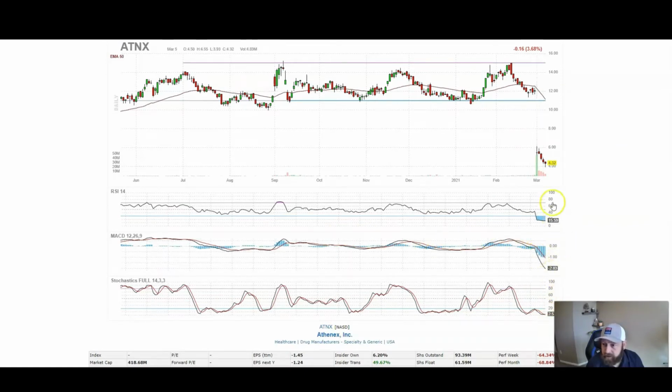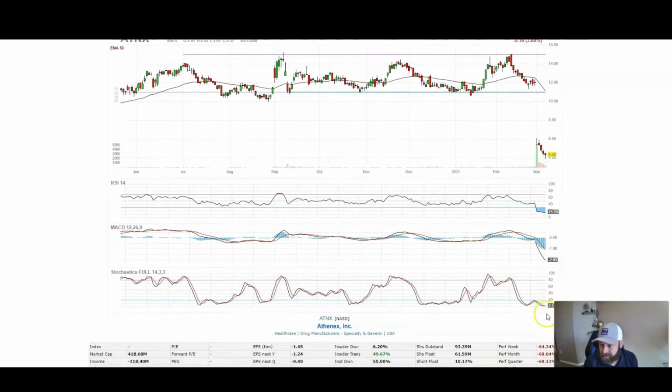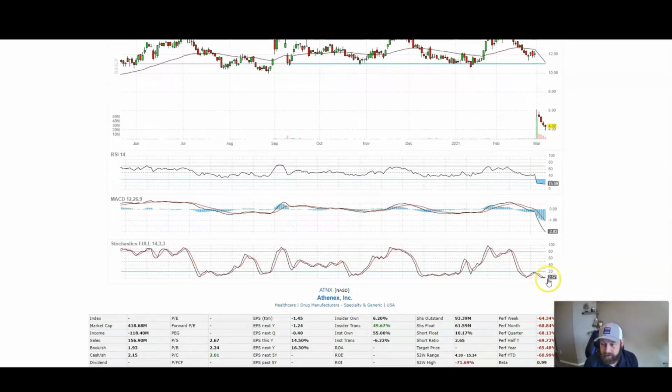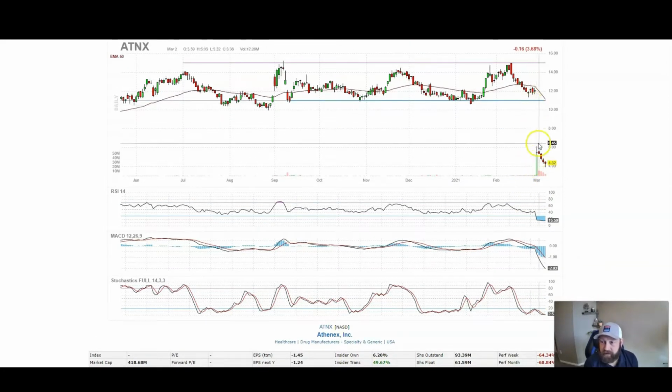MACD is not showing any signs of recovery yet. RSI is kind of starting to flatten out here, but it has to. It's in the 15 area, so that's not surprising that it's starting to flatten out. Kind of same with stochastics. Can't go much lower than 2.57. But like I said, anytime there's this huge drop, this is something that'll go on the list as well.